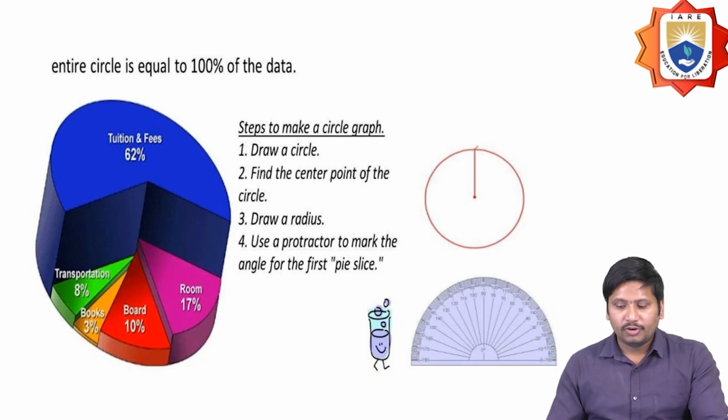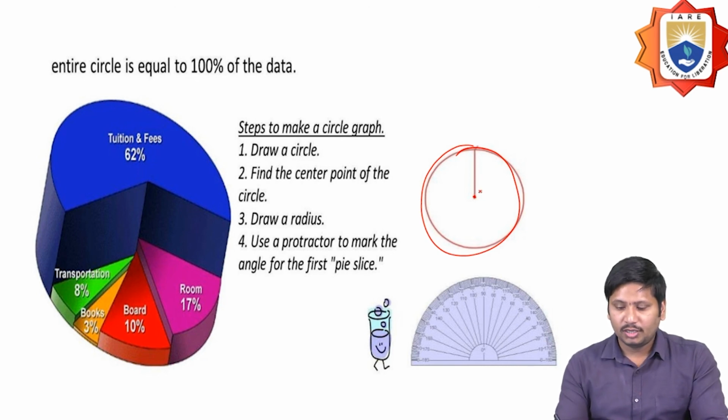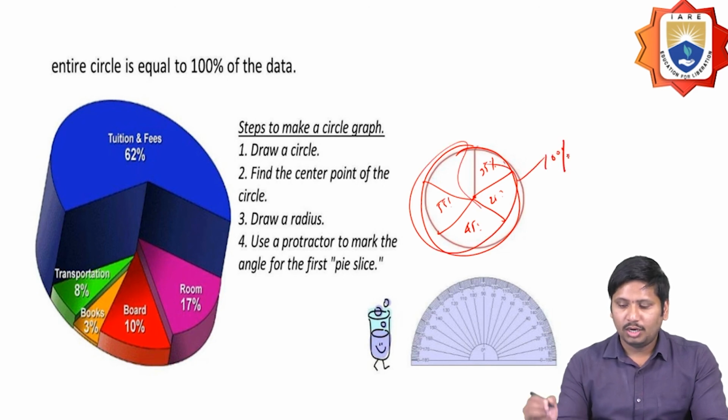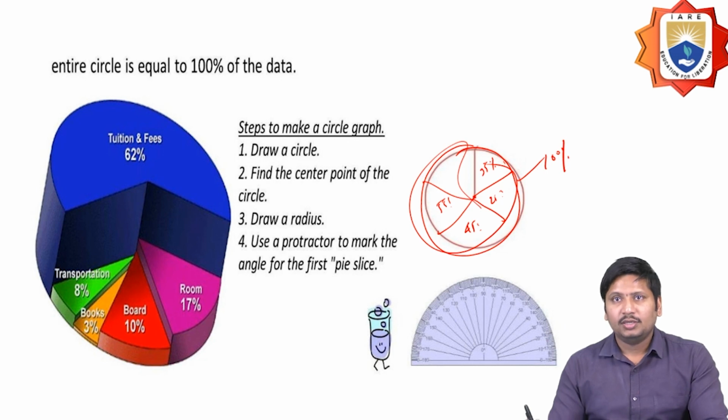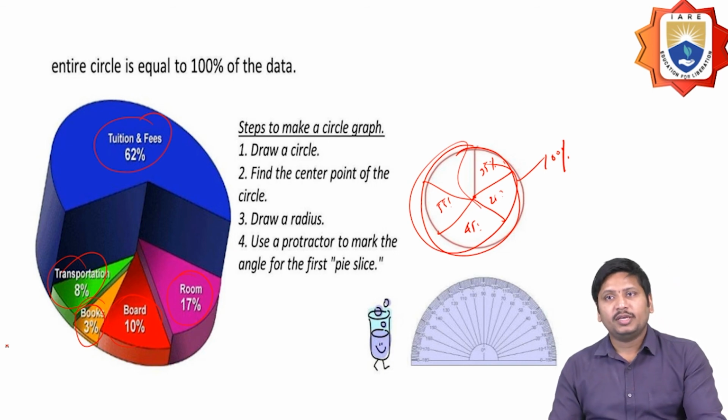Look at this. First we construct a circle, draw the circle, find the center point of the circle, draw the radius, and then use the protractor to find the angles. Suppose it is 35%, then 25%, then 45%, like this. The entire circle should be equal to 100%, right? See the example on the left-hand side: the distribution is 62%, then roof percentage, board percentage 6%, and transportation. These are some examples of how to construct the pie diagram.